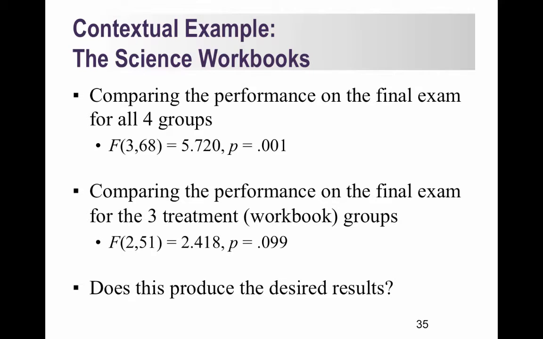the chance of seeing the F ratio here of about 2.4 and change actually occurs about 10% of the time. So it's likely that what we're seeing could be attributed to chance, meaning the 3 treatment workbook groups actually have the same average. And this appears to give us the desired result, where we have a treatment effect, which is essentially the use of these extra workbooks.